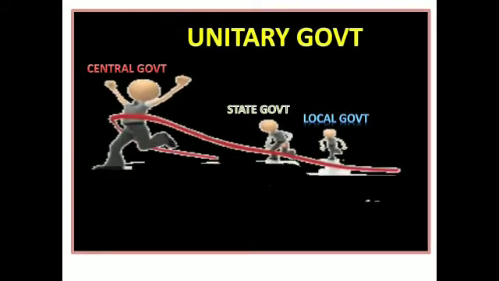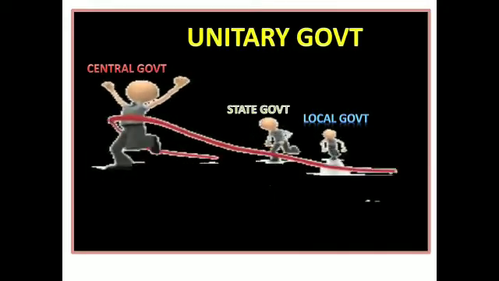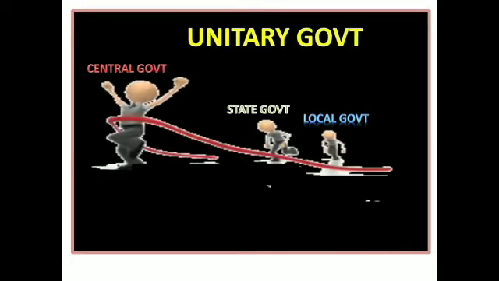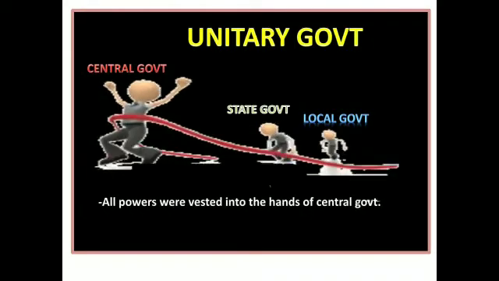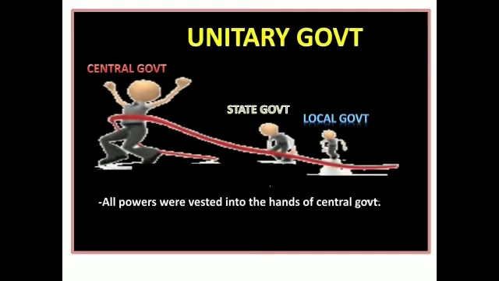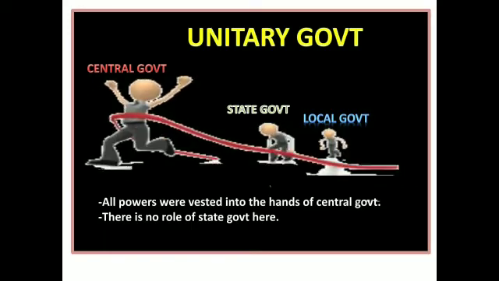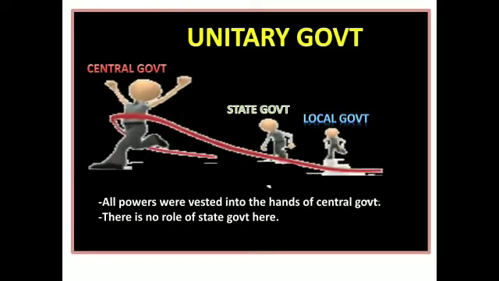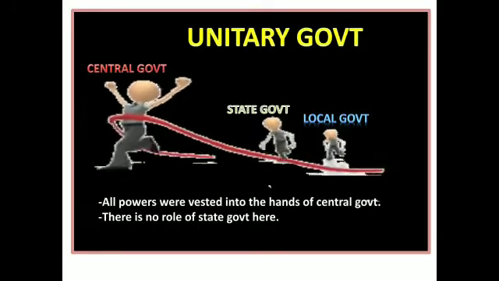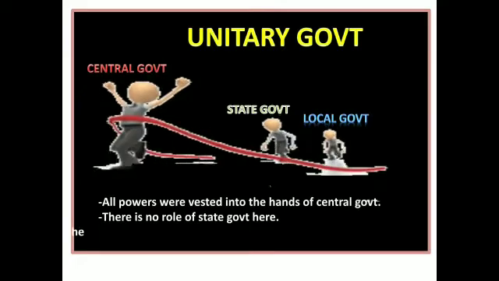In the unitary government, the central government withholds all the power. When all the powers come under the central government, it is known as unitary government. There is no role for the state government here. All the powers are vested in the hands of the central government, so whether making laws, decisions, or anything, it can be implemented by the central government.